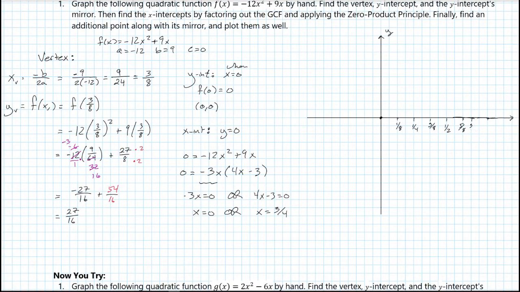and whoops, don't want to skew my scale. 3/4, 7/8, and then 1 would be out here. Okay, so my x-intercepts are 0, 0, which is also the y-intercept, and then 3/4, comma 0. So go ahead and label that point, 3/4, comma 0, and 0, comma 0.